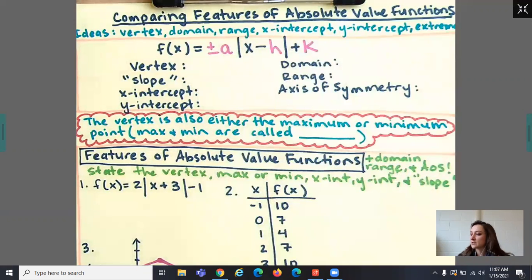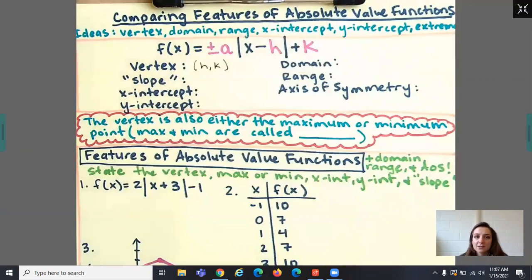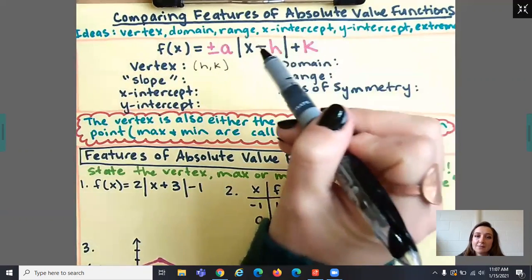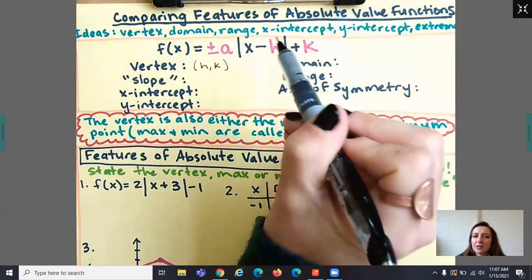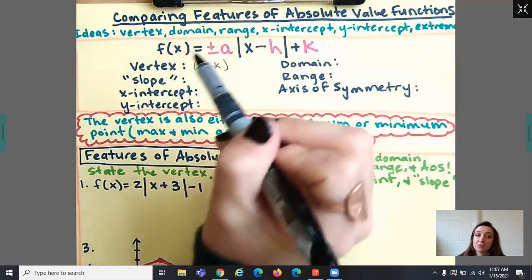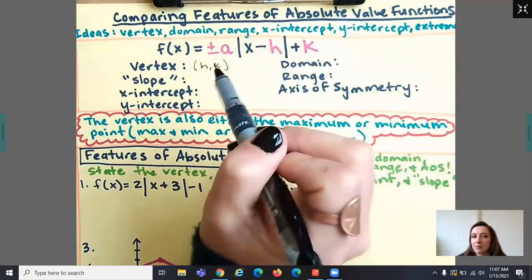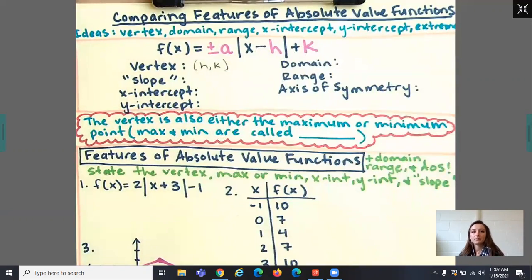So the first thing is that the vertex is always going to be h, comma, k. And it's a little bit weird because in the form it's x minus h. So it's pretty much just going to be the opposite of whatever is here. So if this says x minus 2, it's actually going to be positive 2 as h. K is regular because there's a plus there, so that one's just always going to be the same.